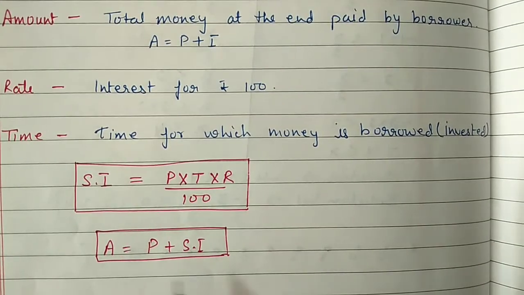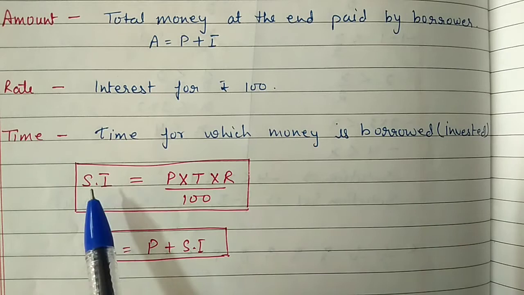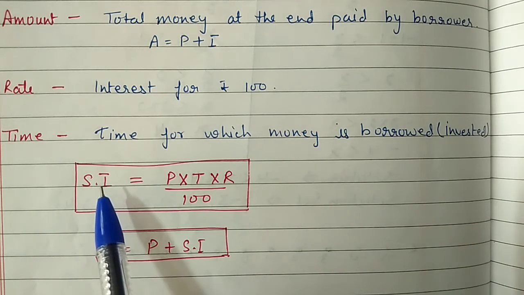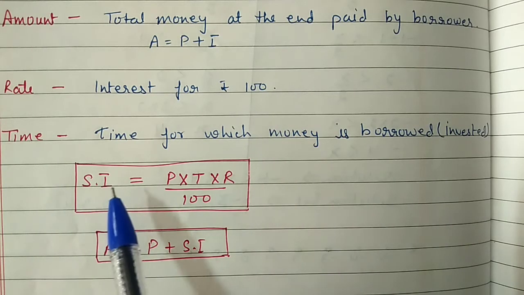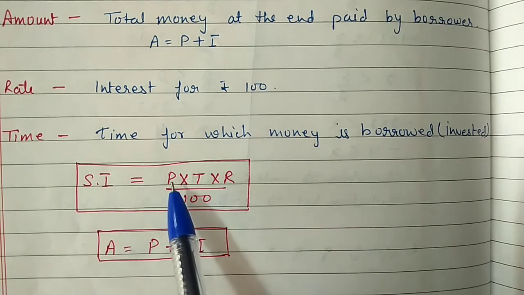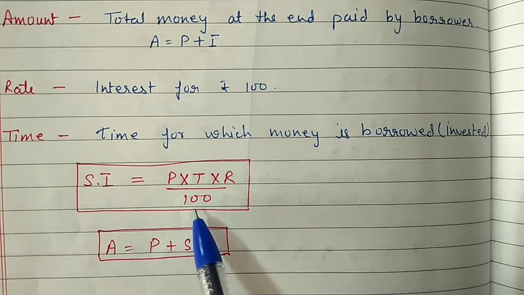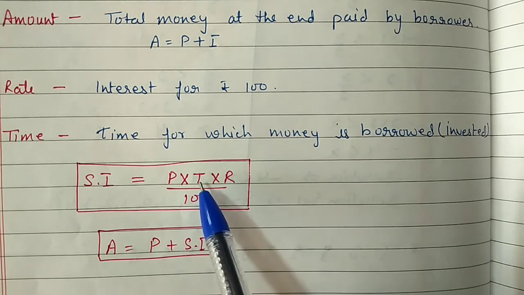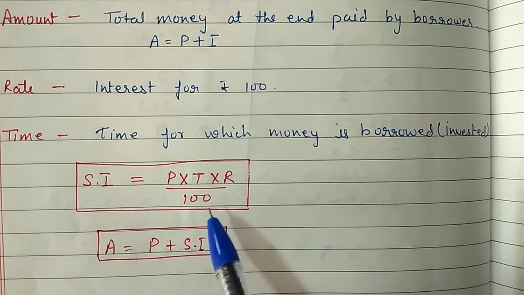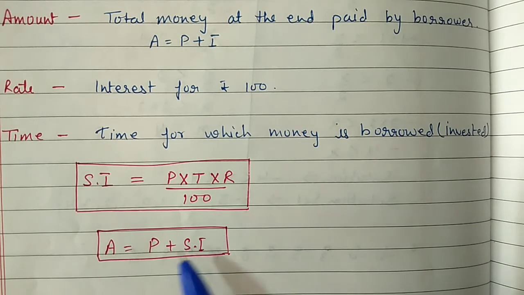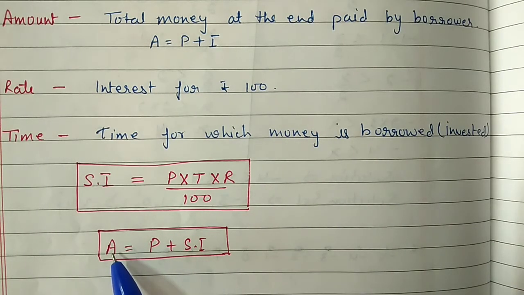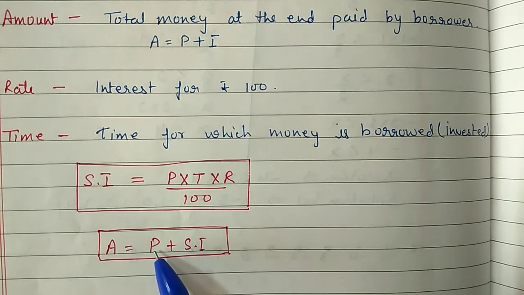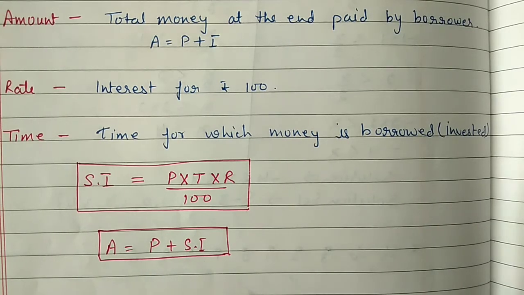Next we have the formula to calculate interest. We can call it simple interest or interest, both meanings are the same. So the simple interest formula is P into T into R by 100. P is principal, which we write in short, T means time and R means rate of interest, divided by 100. And A is amount, the final amount which we will get, that will be equal to the principal plus simple interest.